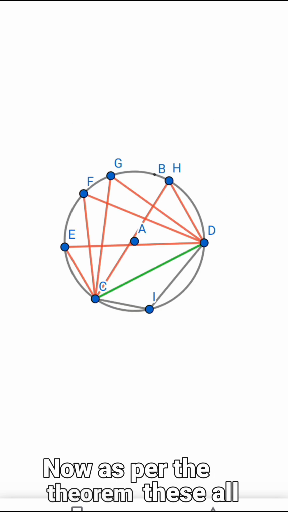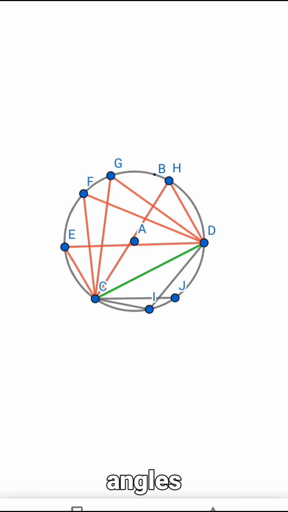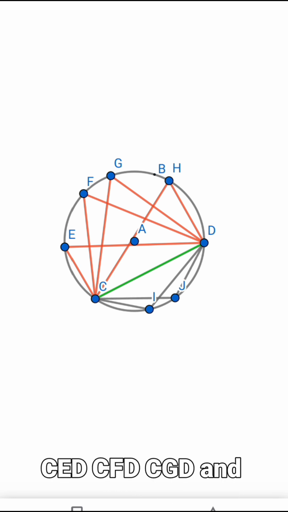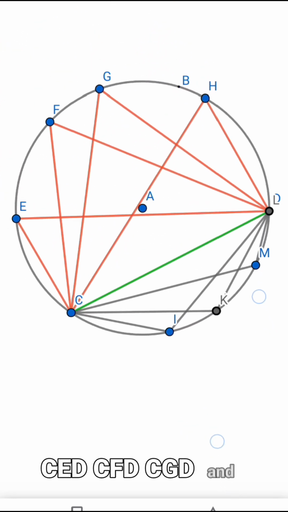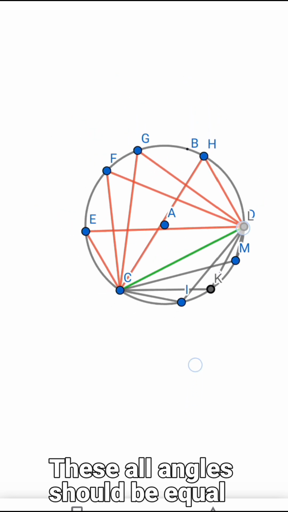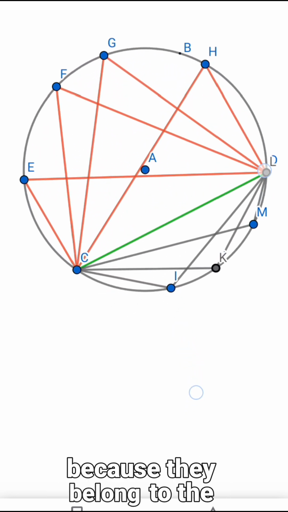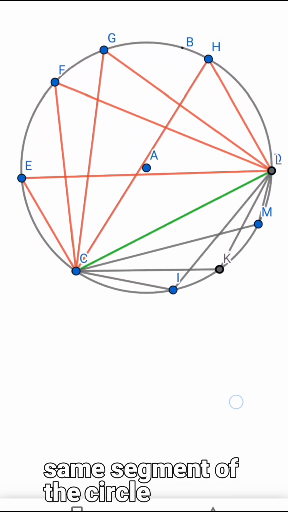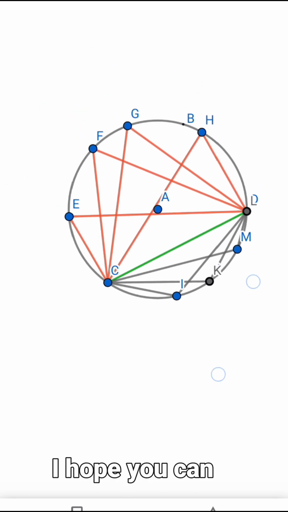Now as per the theorem, all these angles, CED, CFD, CGD and CHD, should be equal because they belong to the same segment of the circle. Segment, I hope you can recall.